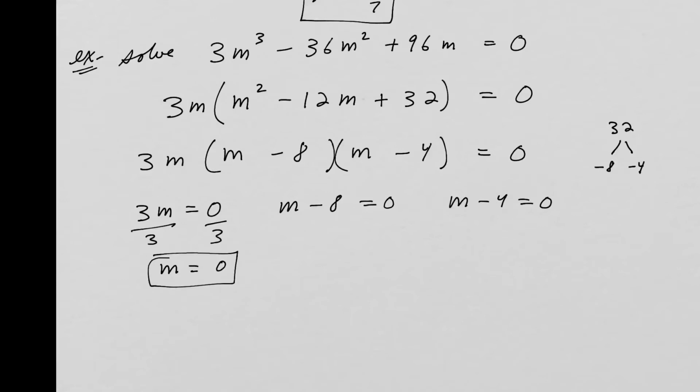And the next one I have m minus 8. So if I add 8 to both sides, I'm going to get m is equal to 8. And then finally, m minus 4 equals 0. So if I add 4, I get m is equal to positive 4.